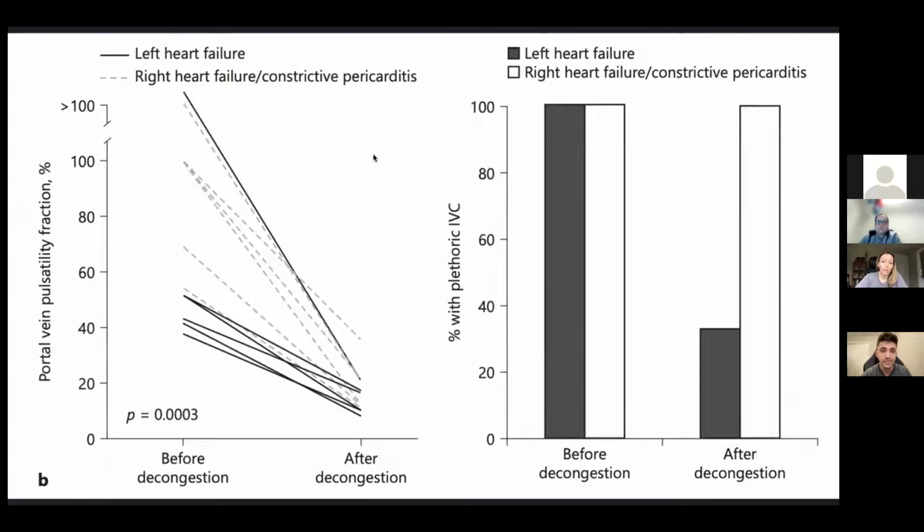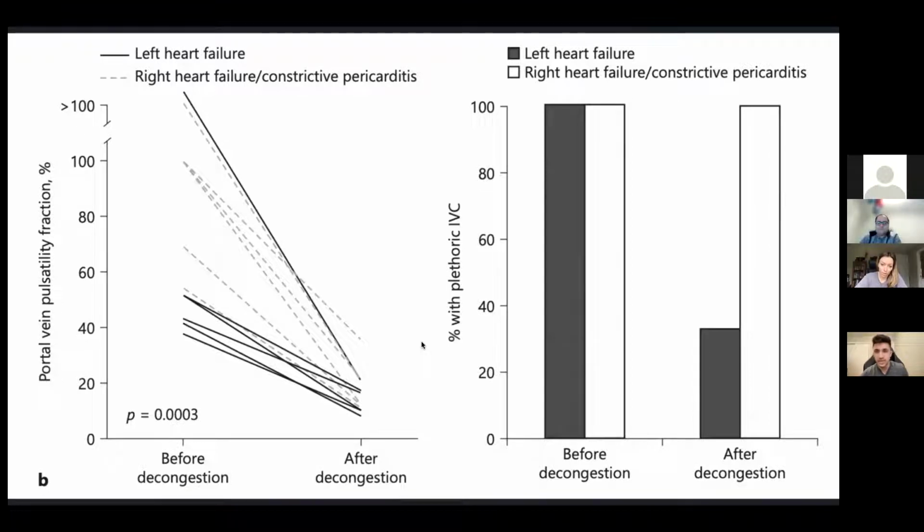And as you get decongested, your portal pulsatility is coming down quite nicely. The graph on the right here is showing, in your patients, the IVC itself. It may be helpful in left-sided patients, but in patients with right-sided failure, there was really no change in the IVC, even though they improved clinically and their portal vein pulsatility had come down.